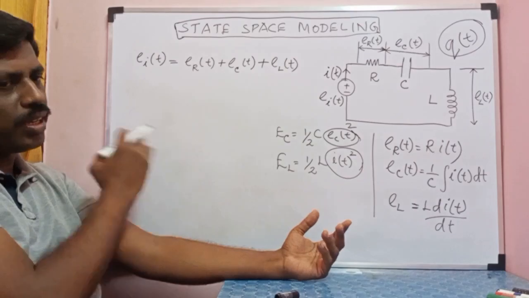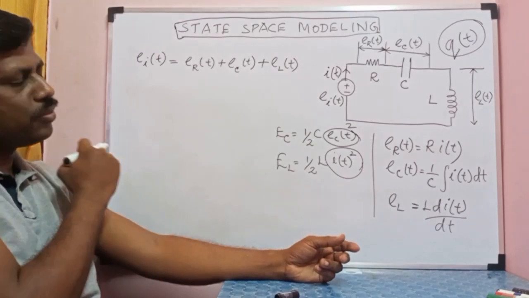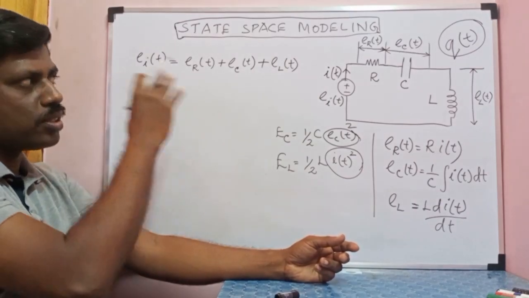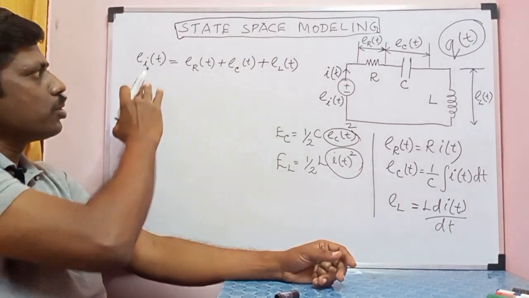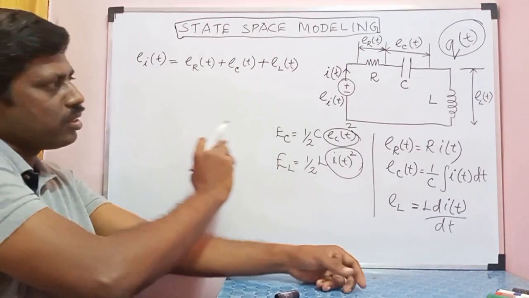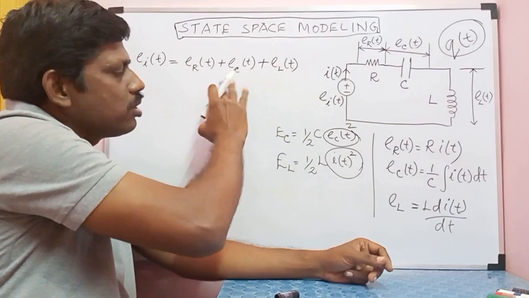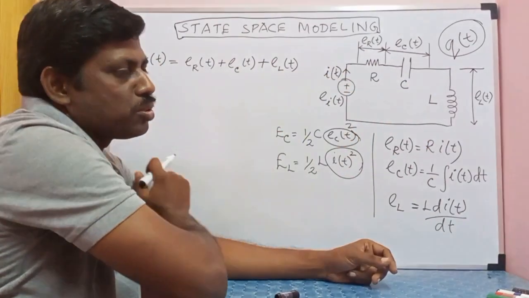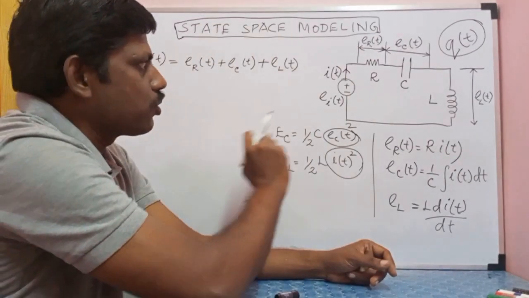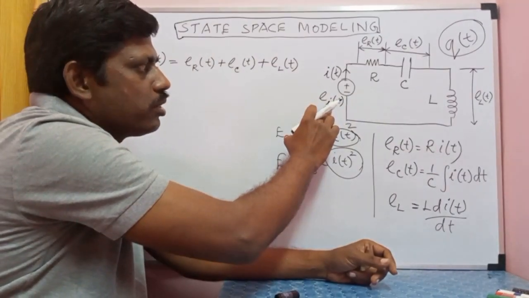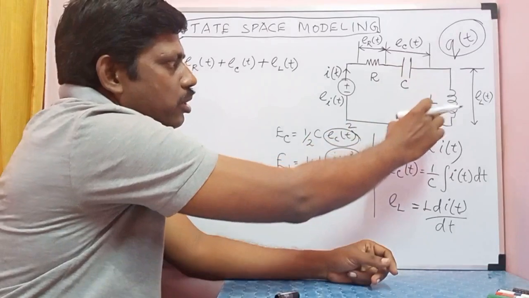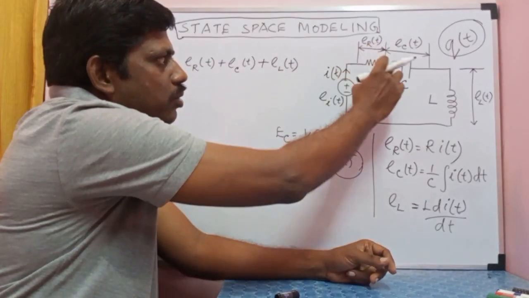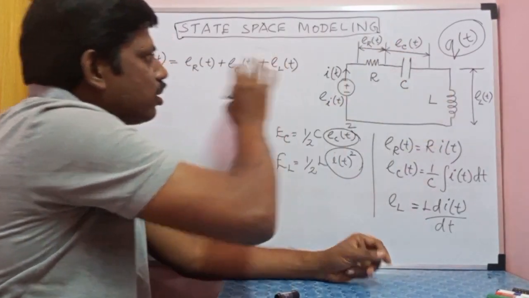So now let us come back and try to find out the state equations for this system. This is the equation corresponding to this electrical system, which is written using KVL, that is Kirchhoff's voltage law. Input voltage is equal to the sum of all the drops in the elements, ER of t, EC of t and EL of t.